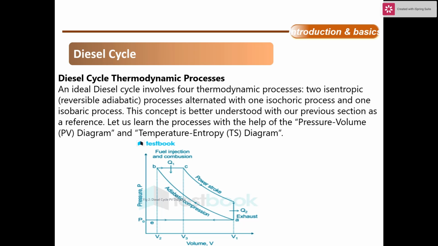Diesel cycle thermodynamic process. An ideal diesel cycle involves four thermodynamic processes: two isentropic (reversible adiabatic) processes alternate with the isochoric process and one isobaric process. This concept is better understood with the previous section as a reference. Let us learn the process with the help of a pressure-volume diagram.